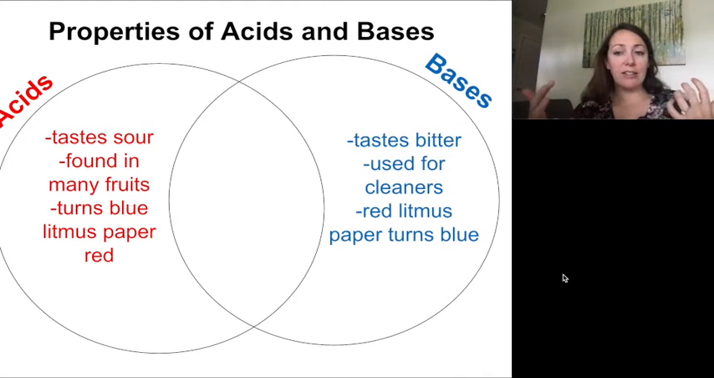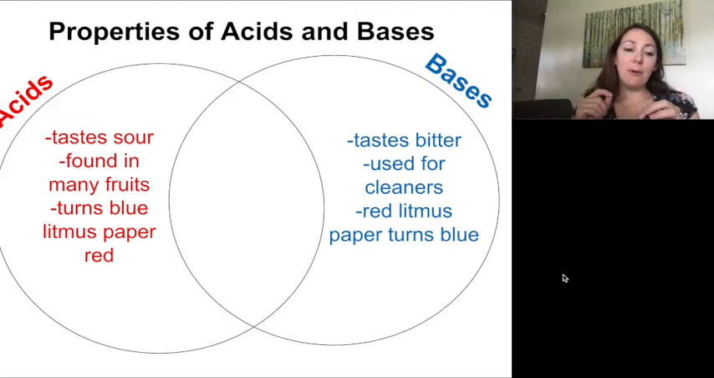So we've got two different kinds of litmus paper that can test for acids and bases. We've got red and we've got blue. Blue litmus paper will turn red in the presence of an acid. But if we dip blue litmus paper into a base, it's just going to stay blue. So with bases, the red litmus paper will turn to blue. But if we have blue litmus paper and we dip it in a base, it's just going to stay blue.